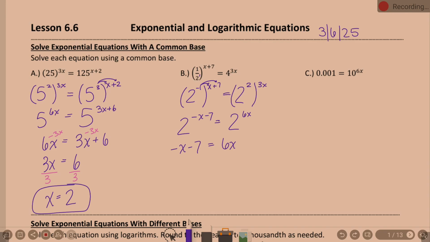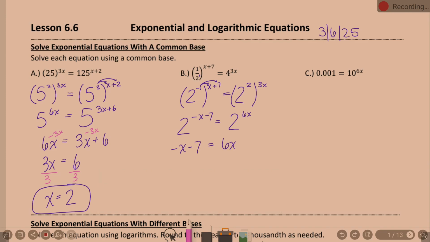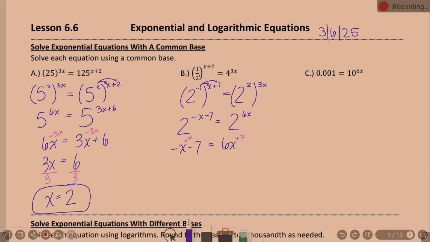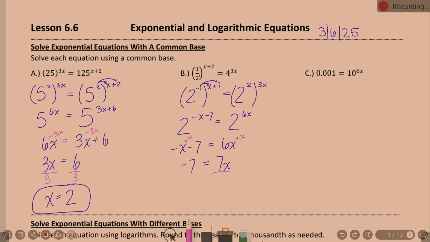Add this 7 over. Nope, add the x over. We could go a couple different ways here. Since we already have a 6x by itself on the right, could we add this x over to join it? Certainly can. So negative x plus x cancels on the left. I have negative 7. On the right, 6x plus x is 7x. And if it's 7x, to get x by itself, we're going to divide by 7. And what is x? Negative 1.